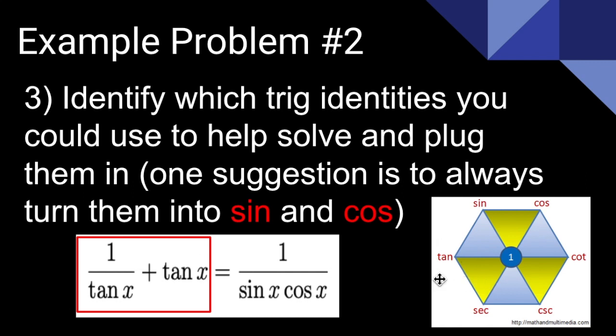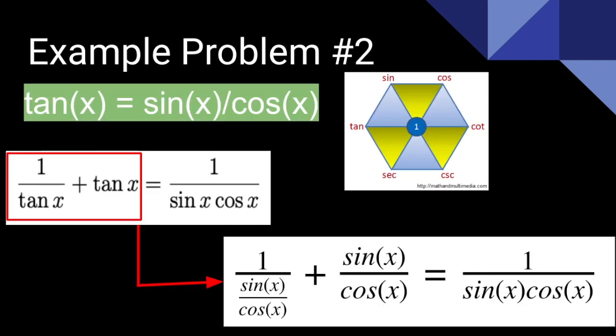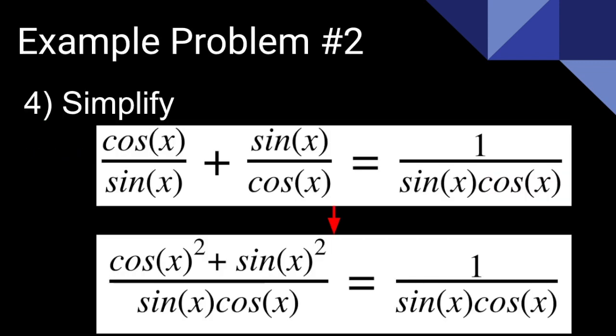So if you look at tangent and its relation on the magic hexagon, you can see that tangent is equal to 1 over cotangent, it's equal to sine over cosine, and you could use that to your advantage. However, for this equation, we're going to be using the trig identity of tan of x is equal to sine of x over cosine of x, which can be found right here. So you're just going to plug that in as usual, and you get 1 over sine of x over cosine of x plus sine of x over cosine of x. Then you're going to simplify.